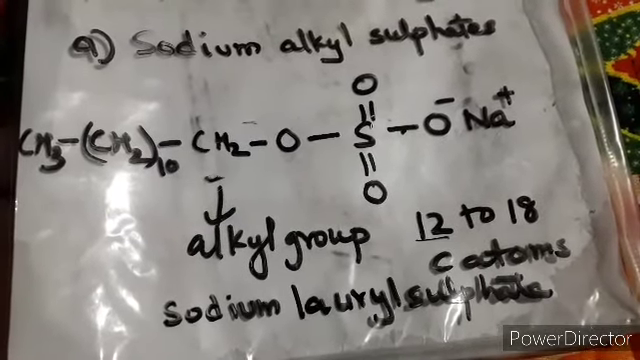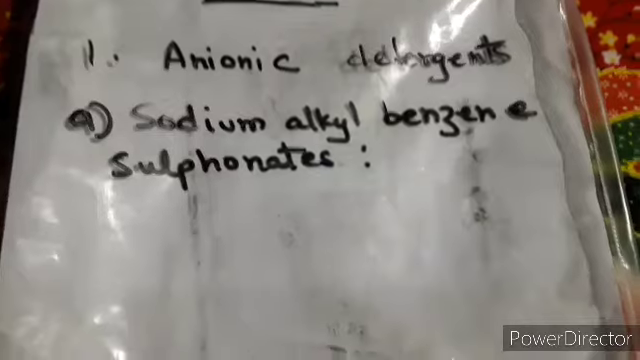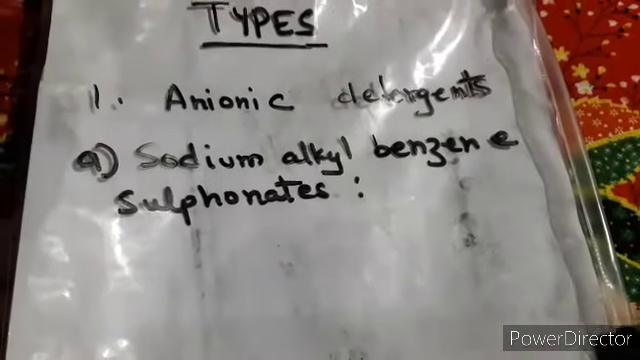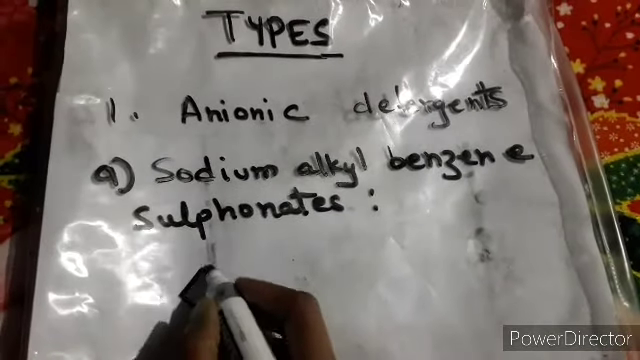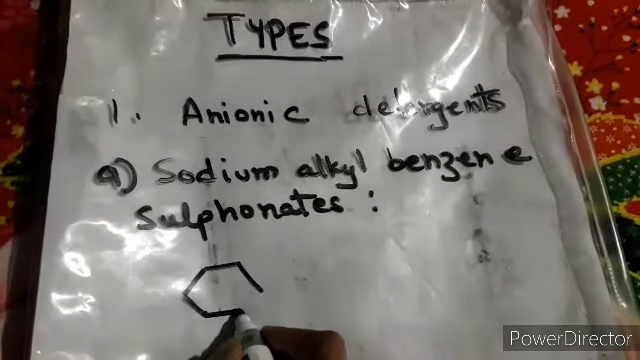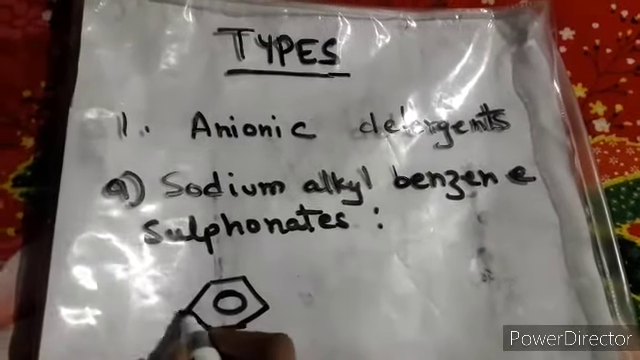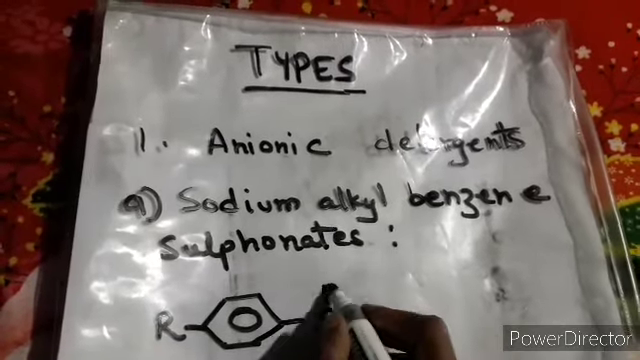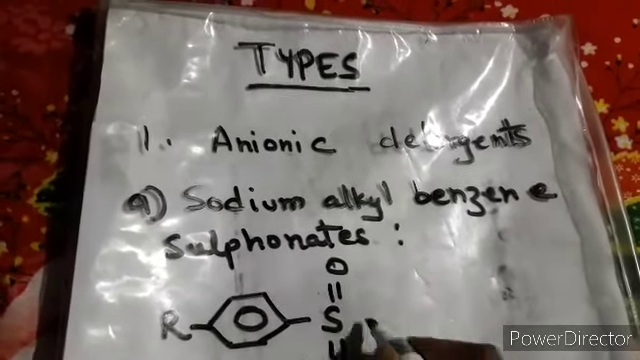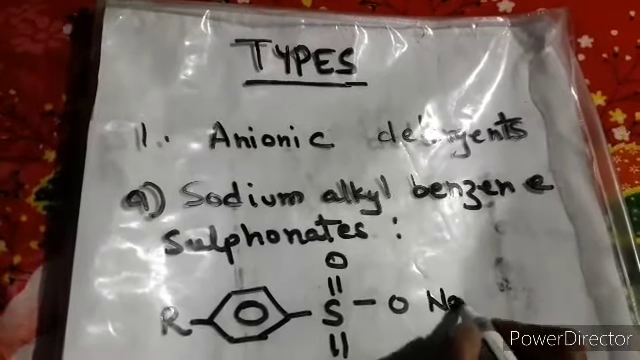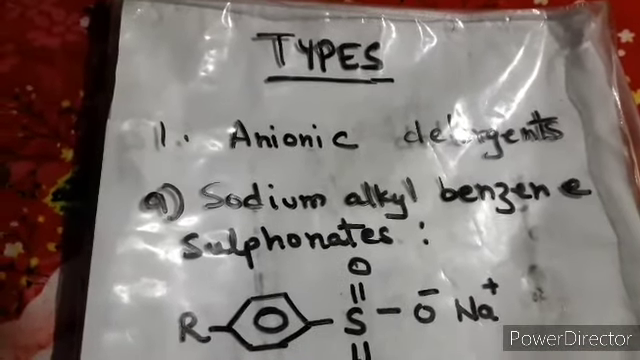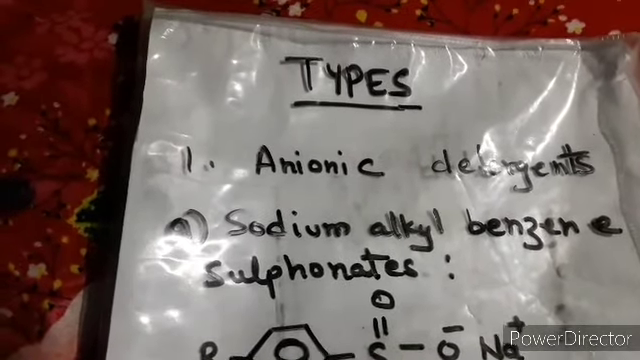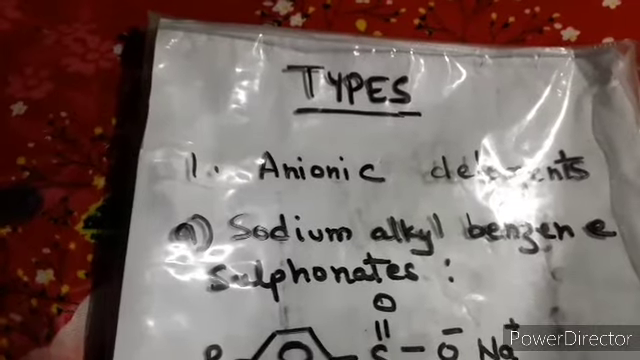Now we will see the second example also. I have written the second name of anionic detergent, that is sodium alkyl benzene sulfonate. Now I just want to make the structure. Just see, it is a benzene ring which I am making. An alkyl group has been attached. S double bond O, double bond O, single bond O, Na. Right. So this way we can draw the structure. It's a benzene ring that has been attached to an alkyl group. This is the sulfonate part, and this is the sodium.